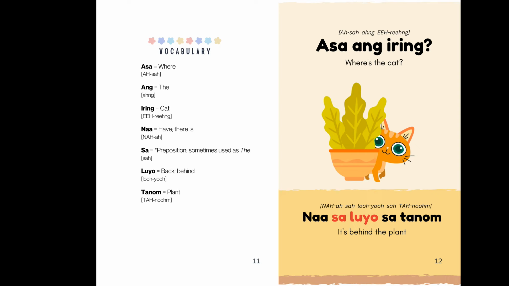Vocabulary list. Asa means where. Ang means the. Iring means cat. Naa means have or there is. Sa is a preposition, sometimes used as the. Luyo means back or behind. Tanom means plant.